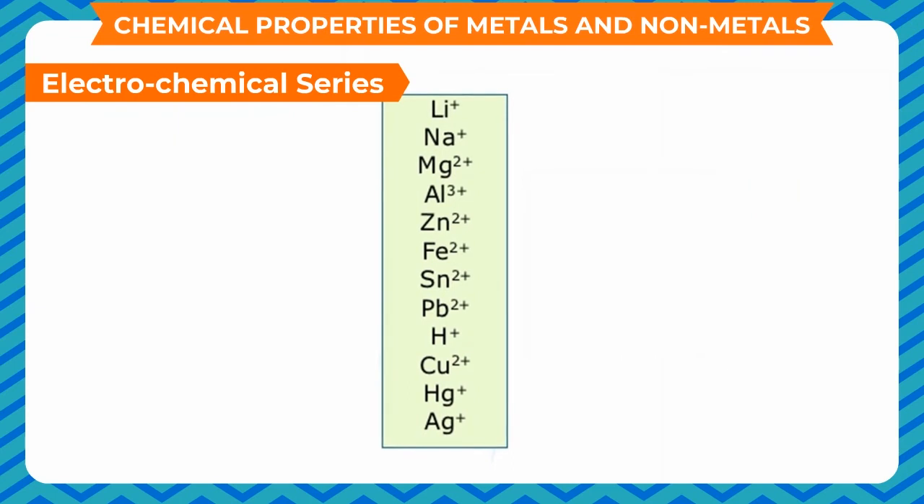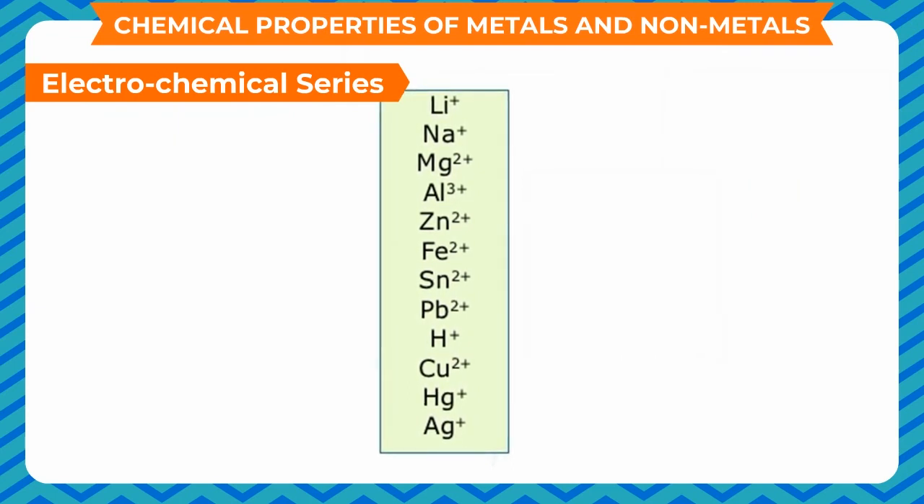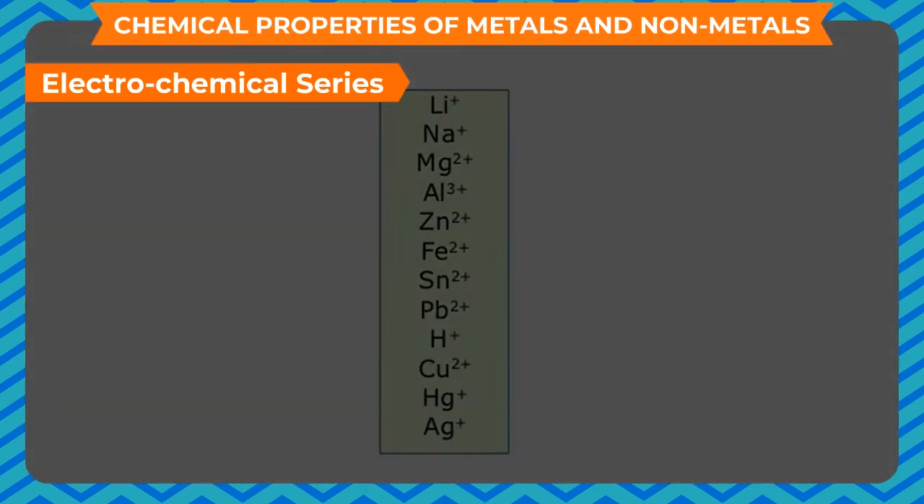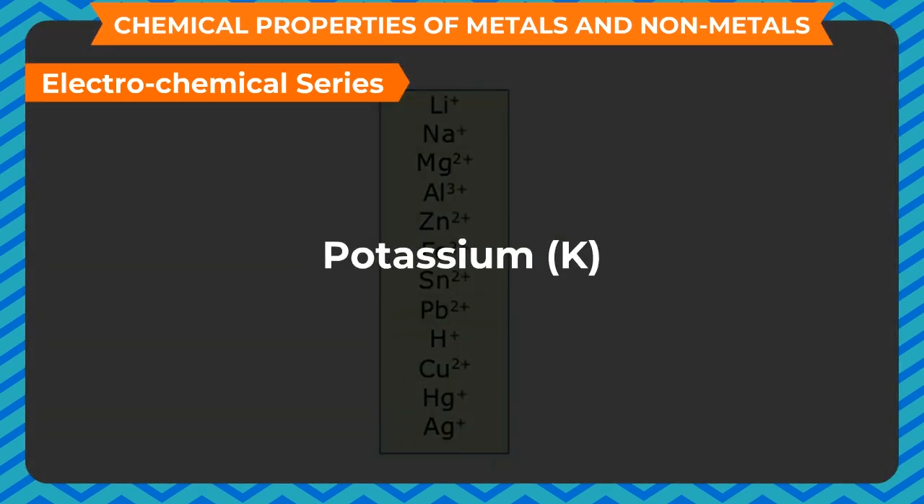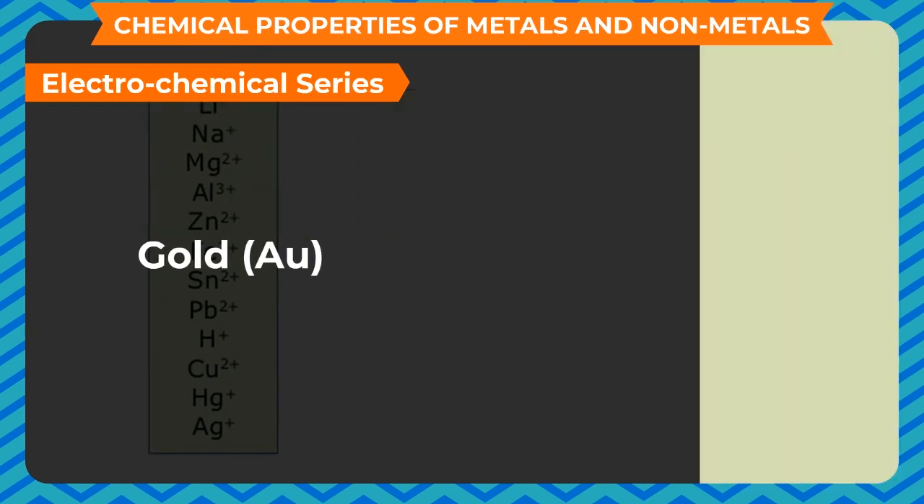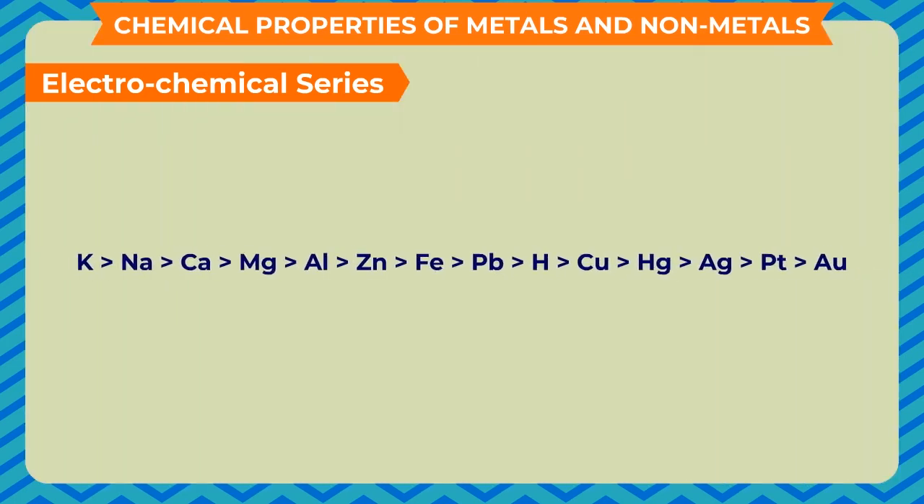Electrochemical series. It is a series in which the elements are arranged according to their reactivity. Potassium K is most reactive and gold Au is least. Potassium K is followed by Na, Ca, Mg, Al, Zn, Fe, Pb, H, Cu, Hg, Ag, Pt, and Au.